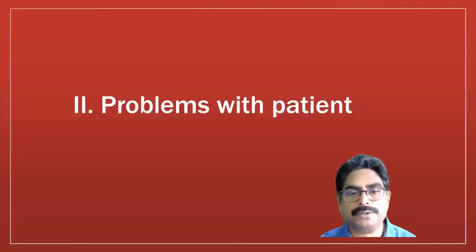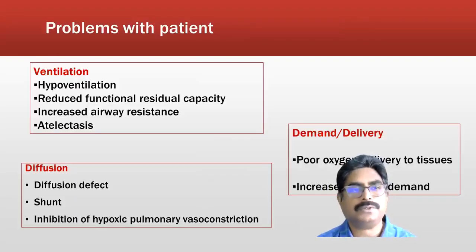So coming to the problems with the patient. There is a second part. The problems with the patient may be due to ventilation, diffusion, or disparity between demand and delivery. So ventilation: it may be hypoventilation, reduced functional residual capacity, increased airway resistance, or atelectasis. In diffusion defect, shunt may be there, VQ mismatch may be increased, or there may be inhibition of hypoxic pulmonary vasoconstriction. Demand may be increased, delivery is reduced: poor oxygen delivery to the tissues, increased oxygen demand.